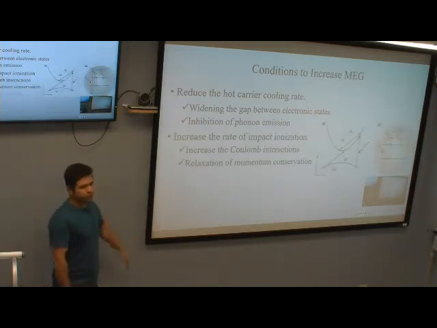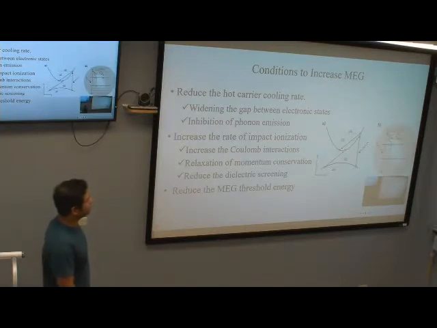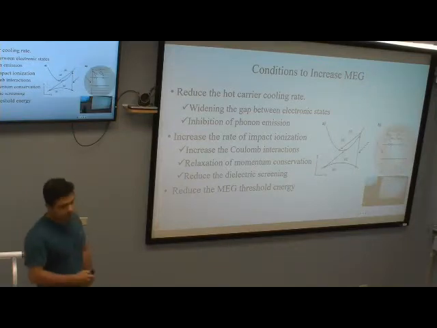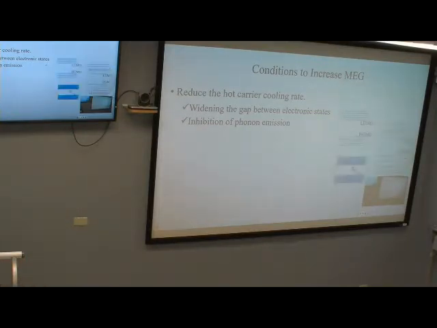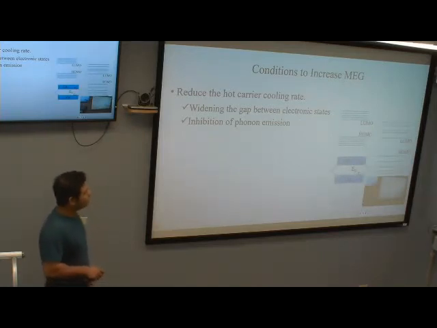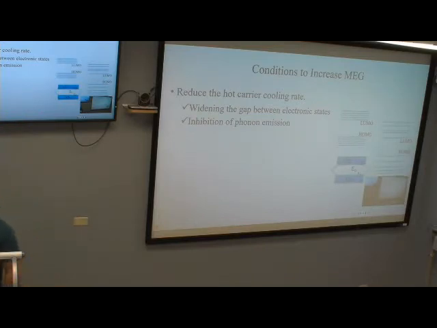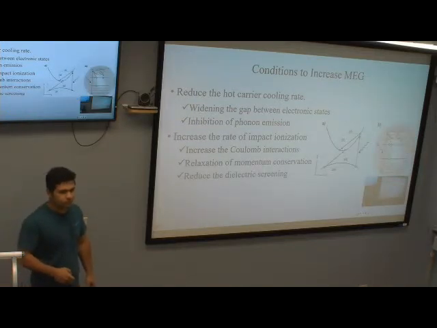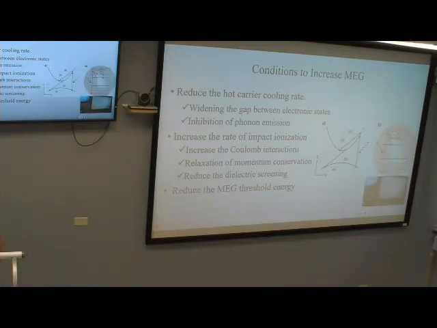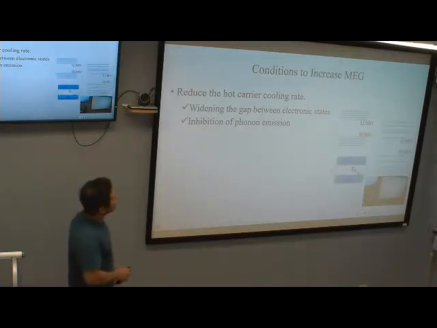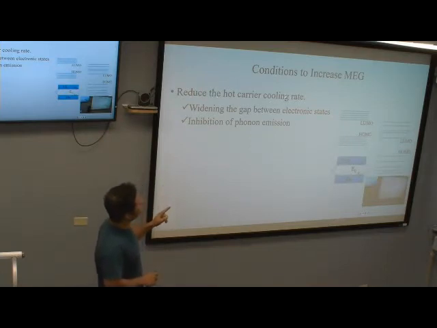Everything is actually interrelated, so I just put it on different bullets. If we want to increase this process in any material, first we need to reduce the cooling rate, and if you reduce the cooling rate, it will increase the probability of impact ionization. So this one is reducing the cooling rate, so we can widen the gap between electronic states.